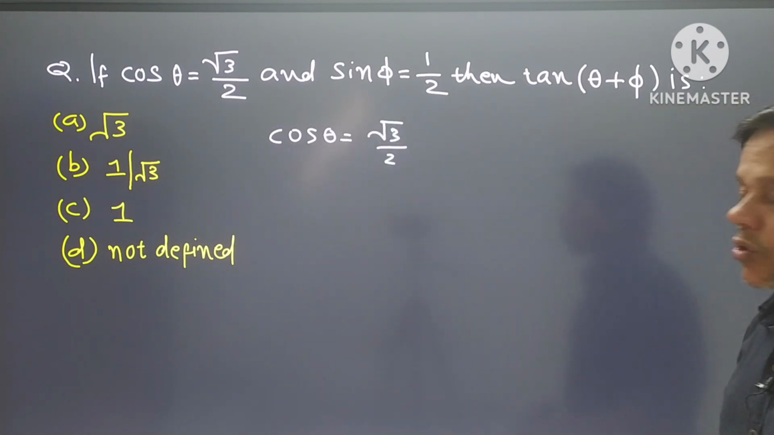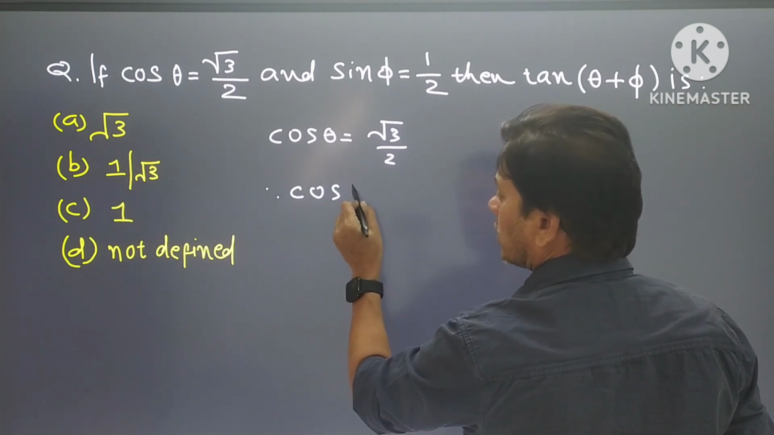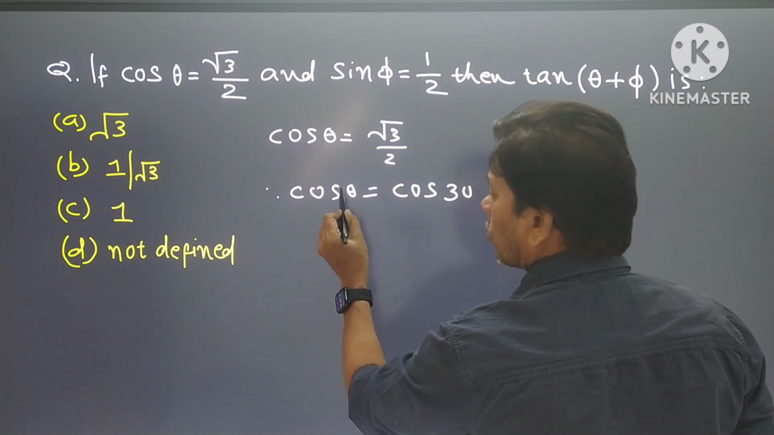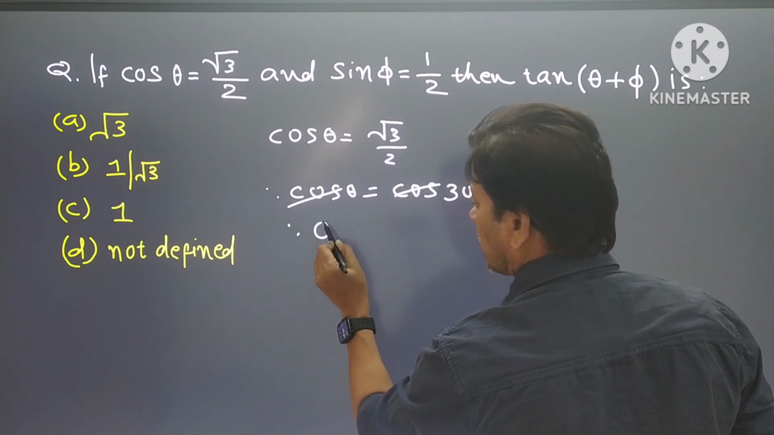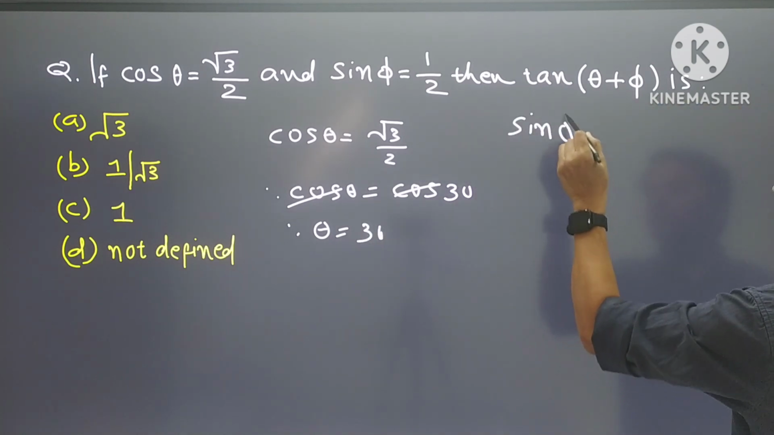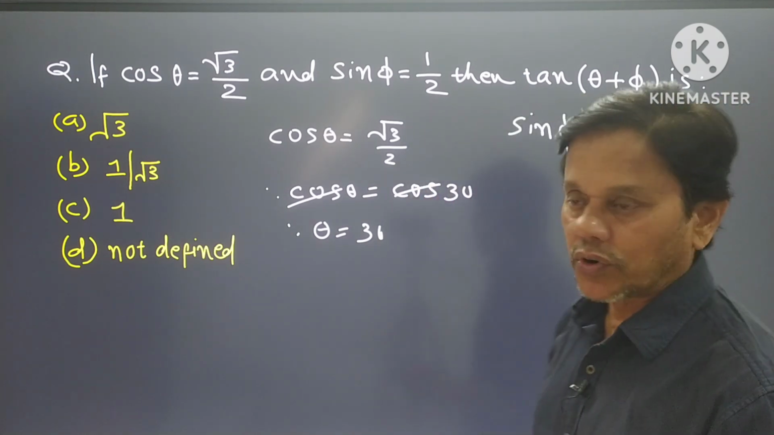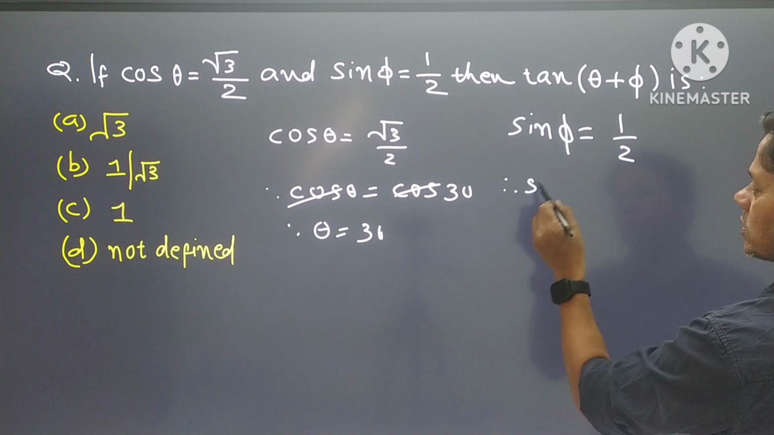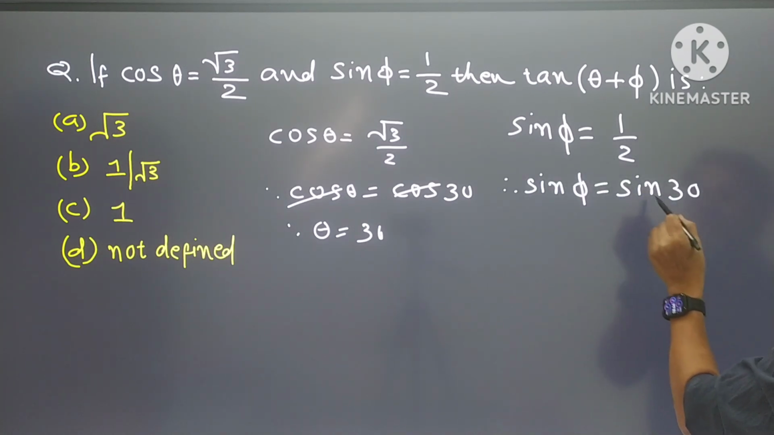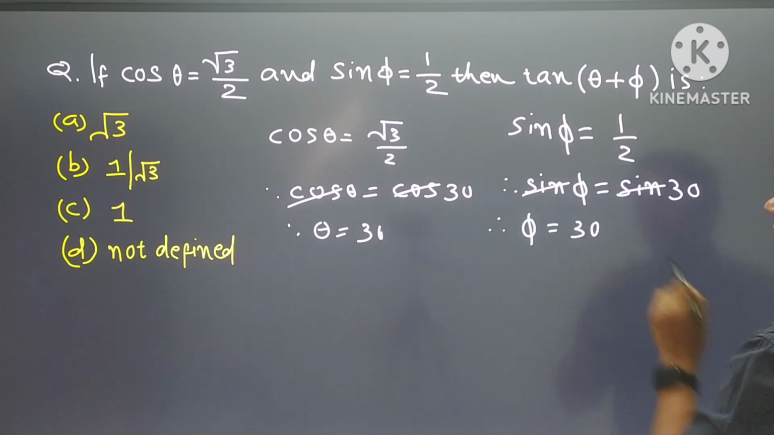As we know, cos 30 is equal to root 3 by 2. Therefore cos theta is equal to cos 30. Now the cos cuts, so therefore theta is equal to 30. Now sin phi is equal to 1 by 2. As we know, sin 30 is equal to 1 by 2. Therefore sin phi is equal to sin 30. Now the sin cuts, so therefore phi is equal to 30.